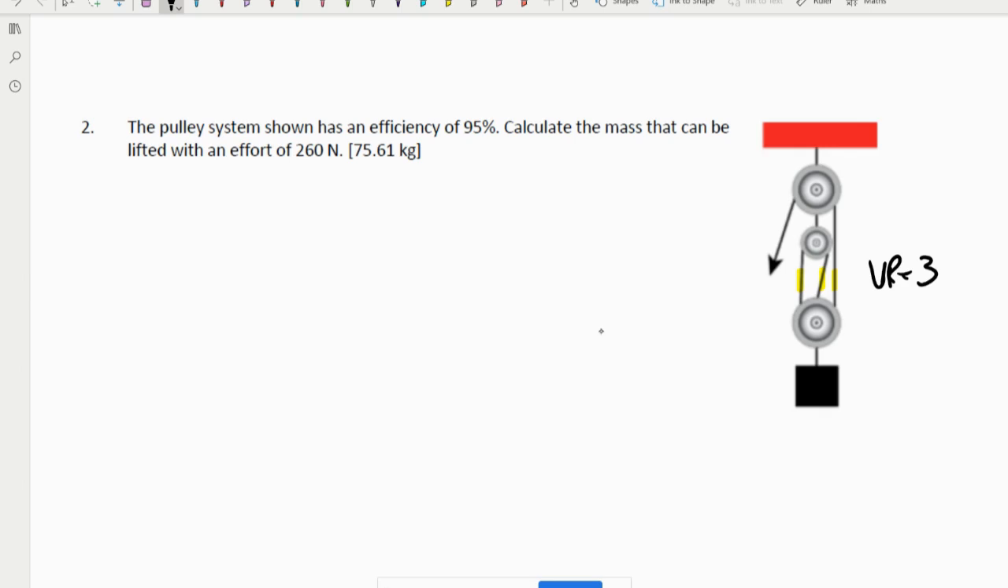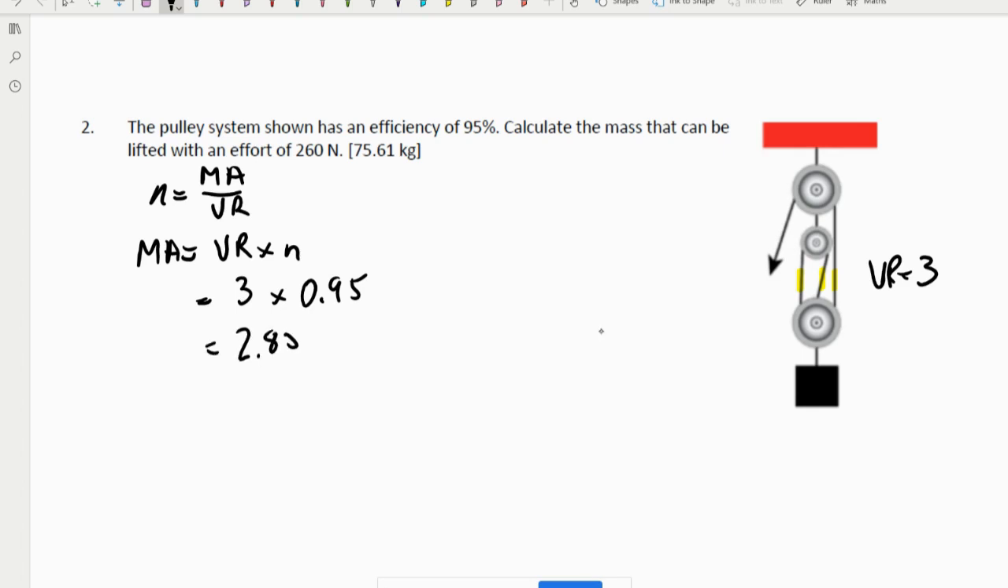All right, so same as before, efficiency equals mechanical advantage over velocity ratio. Therefore, the mechanical advantage equals, well, we did it the other way around, didn't we? Velocity ratio times efficiency. It's not really going to matter. 3 times 0.95. Let me just go to the trusty calculator to work that out. The mechanical advantage equals 2.85.